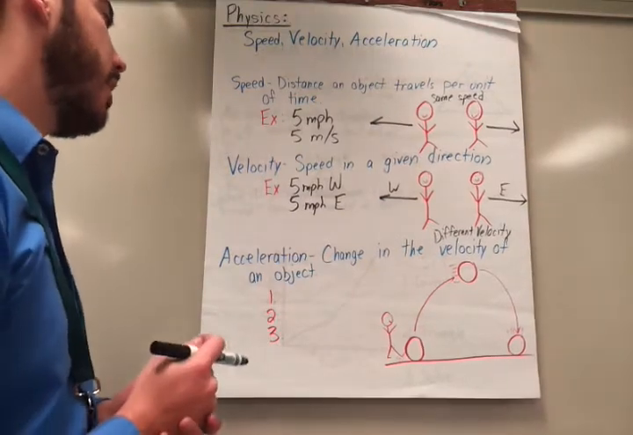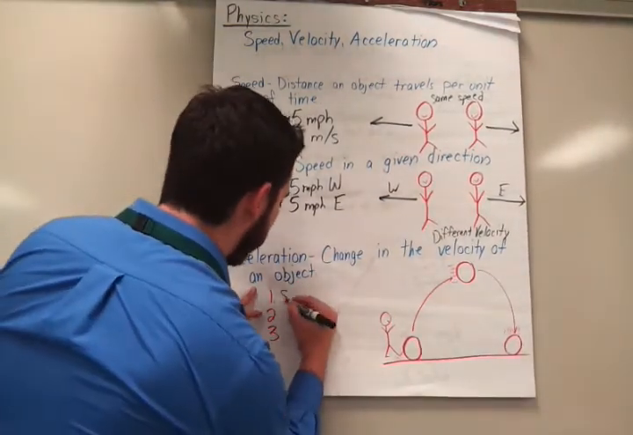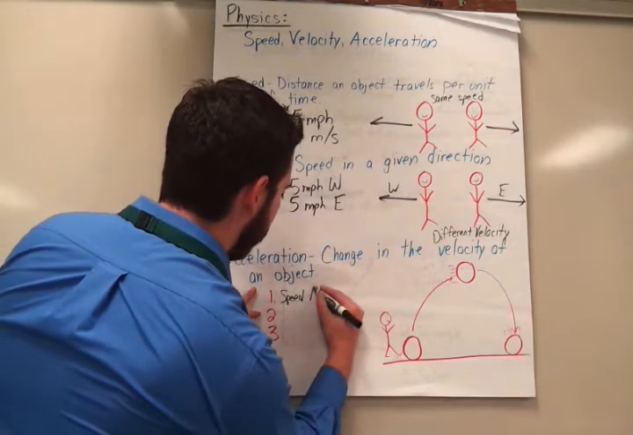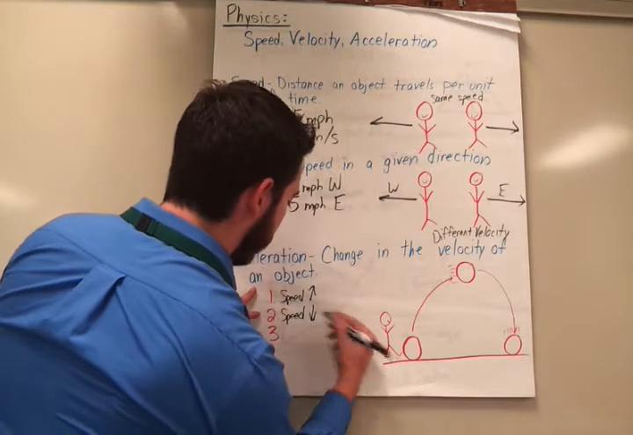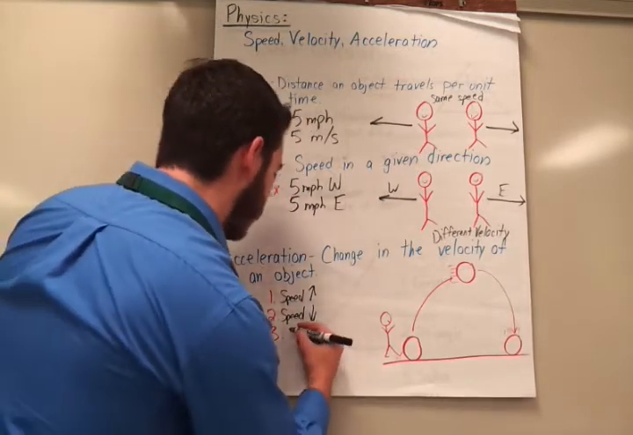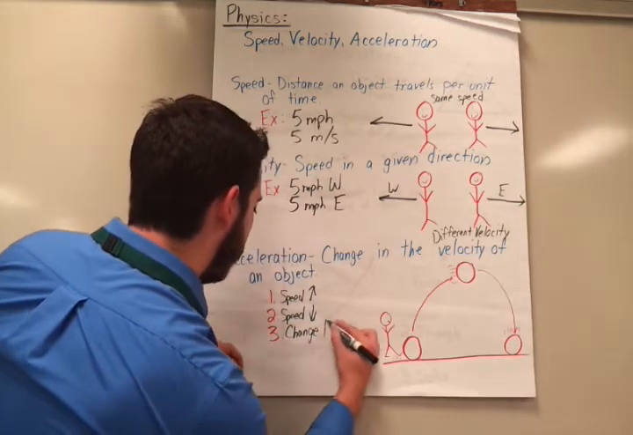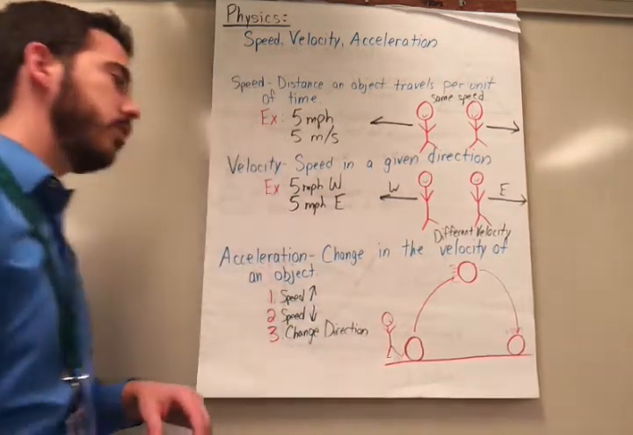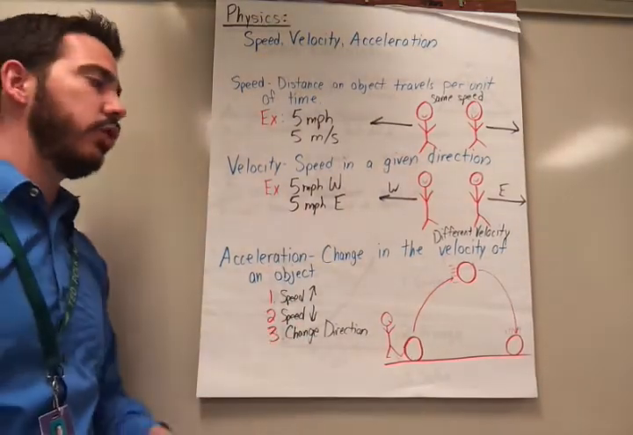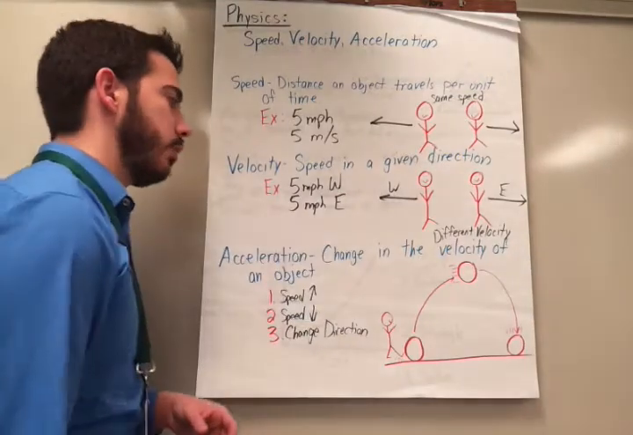Last but not least, we have acceleration, which is change in the velocity of an object. There are 3 ways it can do that. Speed up, slow down, or decrease in speed, and the object can change direction. Those are the 3 ways that an object can change velocity, because velocity is speed in a given direction.